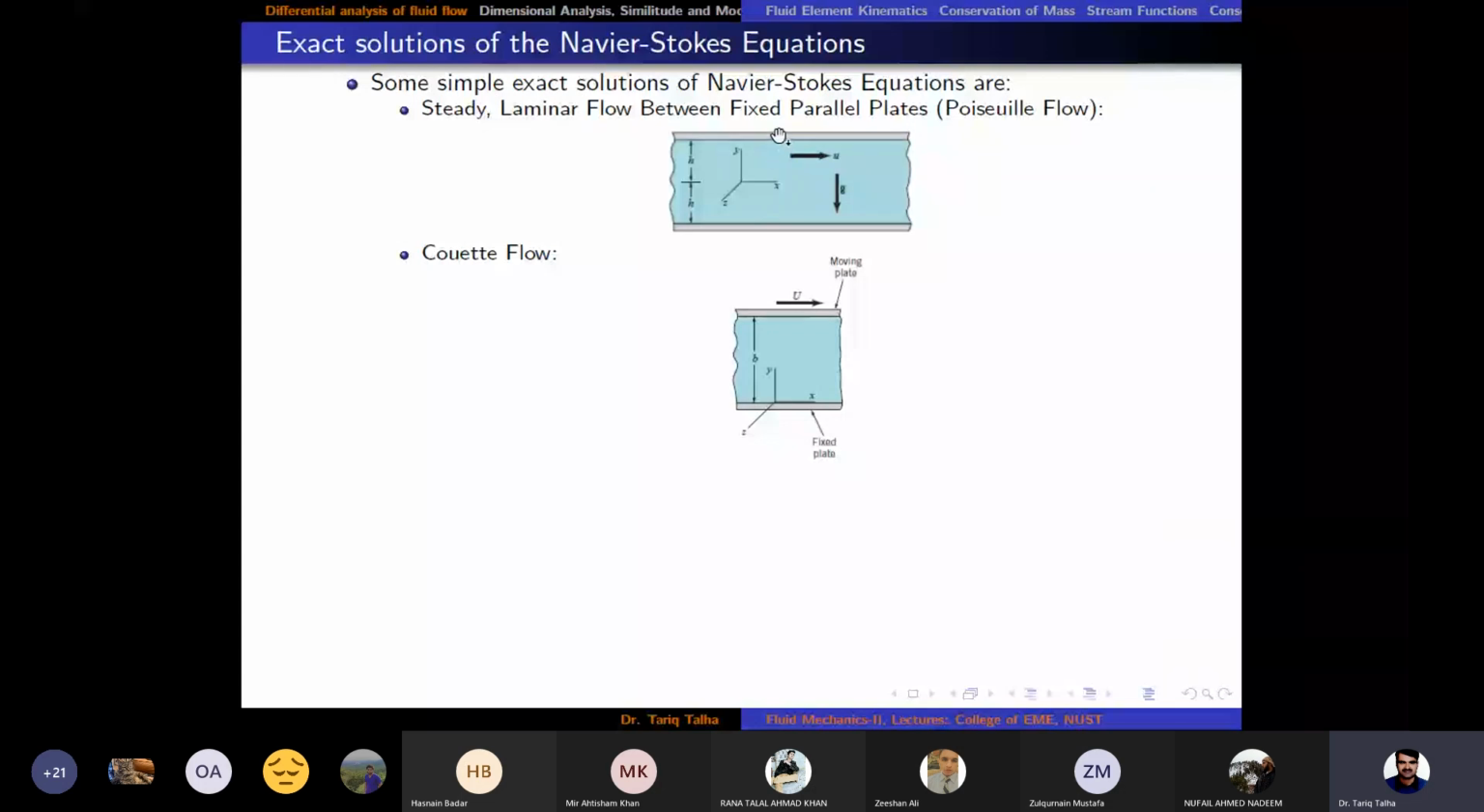But there is another type of flow, which is called Couette flow, in which the lower plate has zero velocity and the upper plate has some finite value. Usually this type of flow occurs in a ball bearing, because if we take the ball bearing, even though that is a circular object, we can flatten it out.